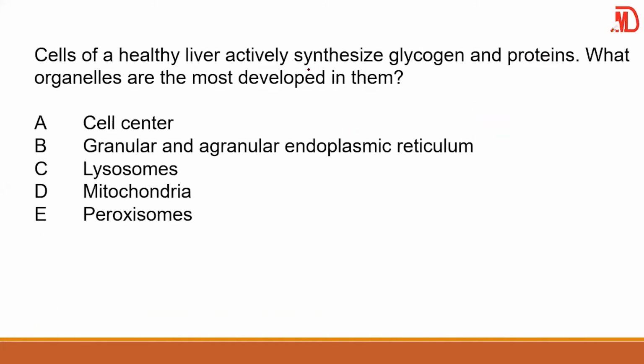Cells of a healthy liver actively synthesize what? Glycogen and proteins. Before I continue, what is the meaning of glycogen? Glucose. Yes, the storage form of glucose. Fantastic. The storage form of glucose is called glycogen, and it takes place in the liver.